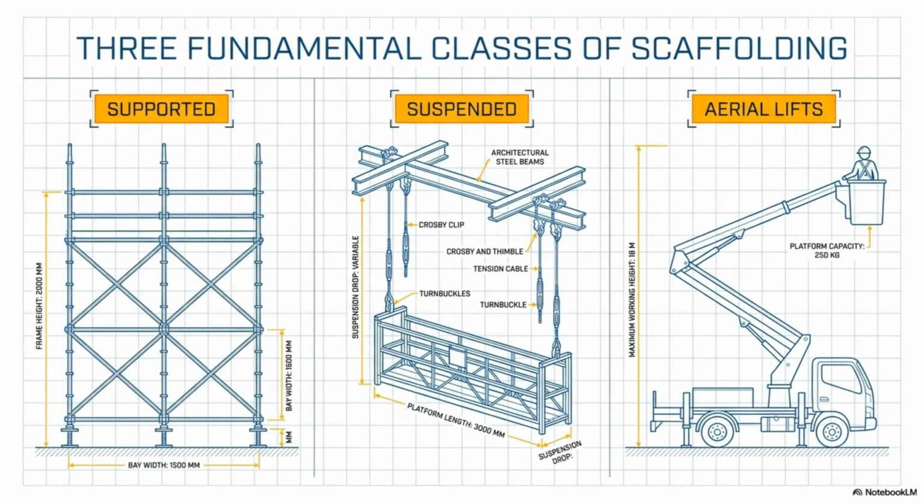Scaffolding falls into three fundamental classes: supported scaffolds, suspended scaffolds, and aerial lifts. Each type has distinct structural characteristics and operational requirements. Many people don't think of aerial lifts as scaffolding, but it technically falls under the definition of a temporary elevated platform.